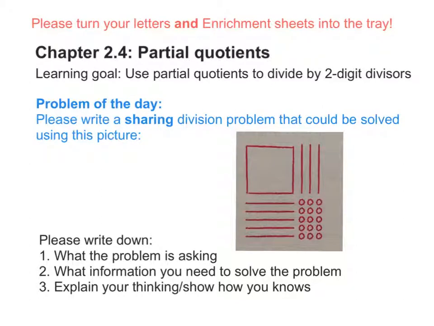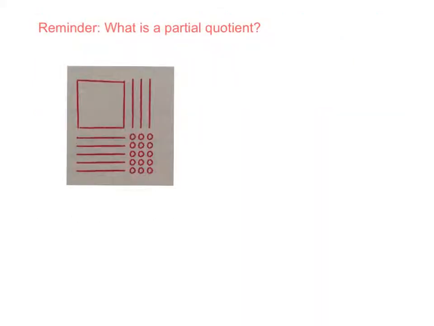All right. So as you wrote down in your notes already, we are talking about chapter 2.4 today, and it's all about partial quotients, okay? And our learning goal of the day today is to be able to use partial quotients to help us divide by two-digit divisors.